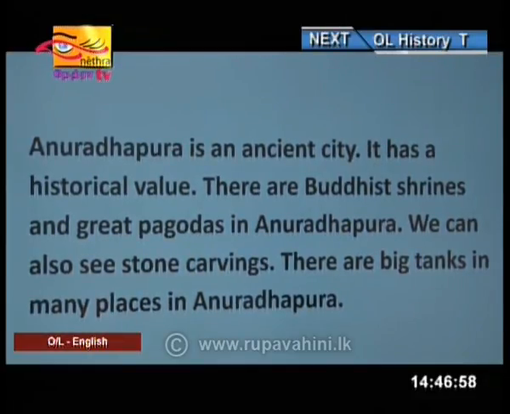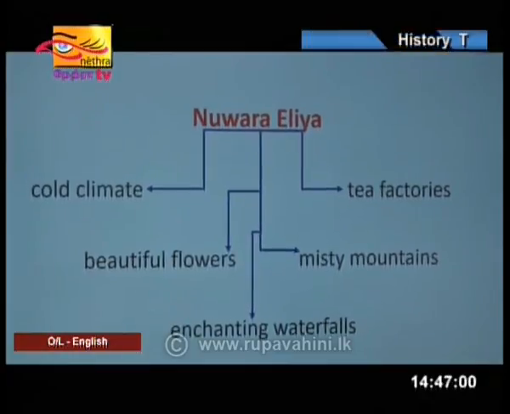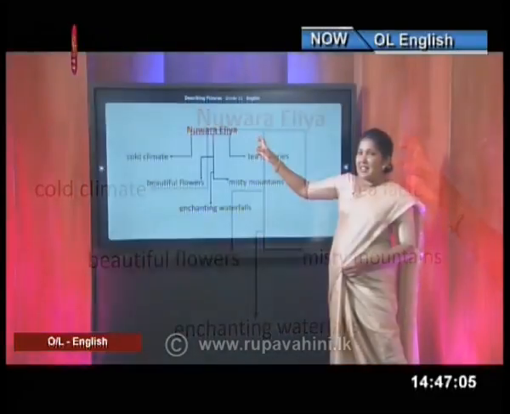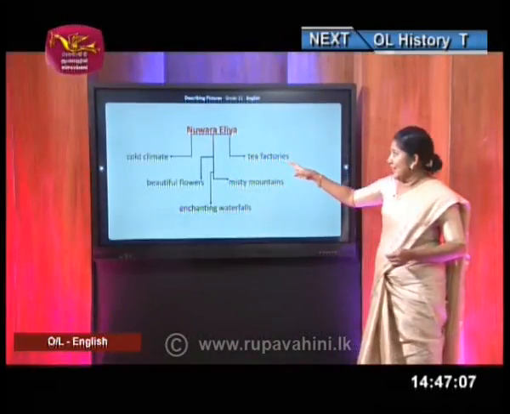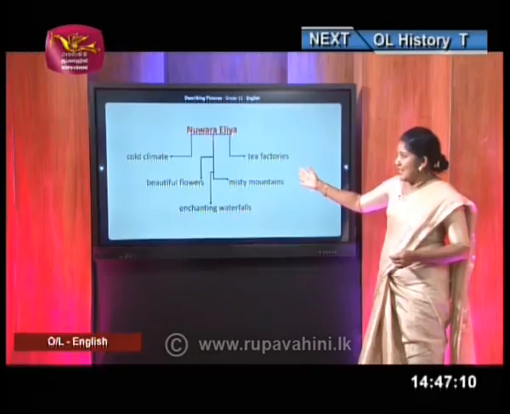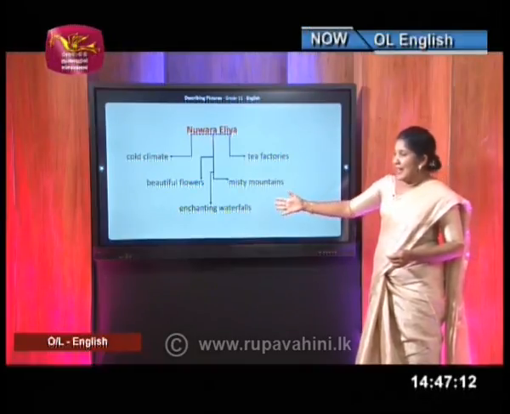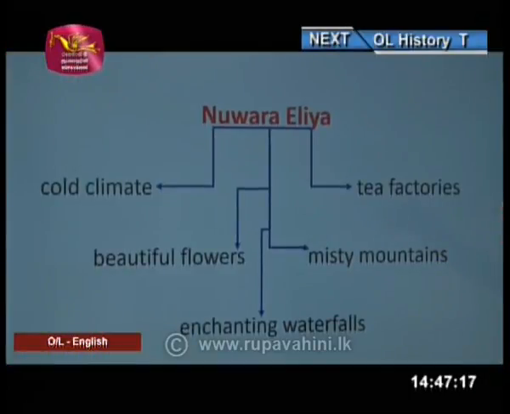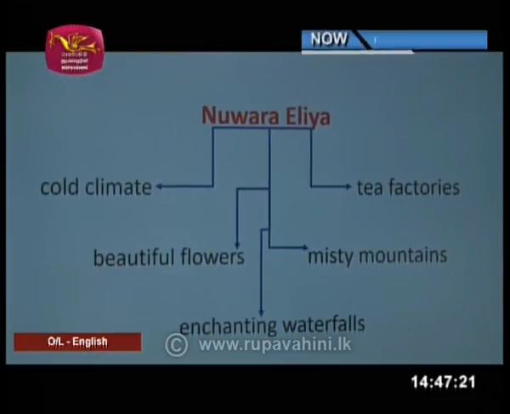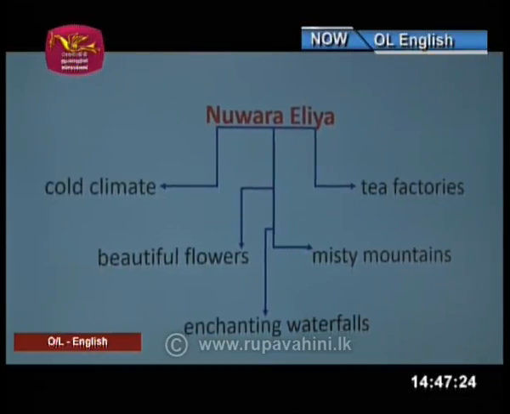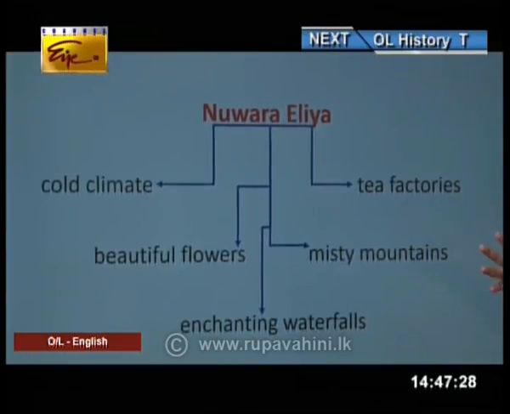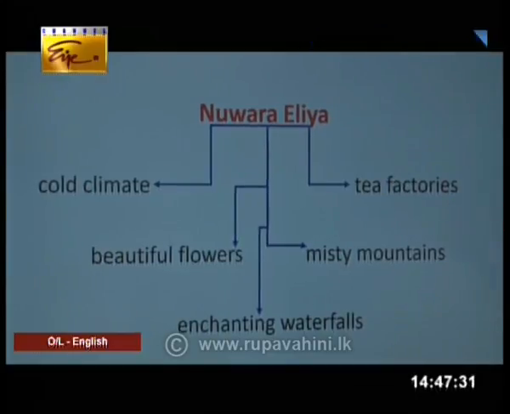And so, next, I have brought a structure for you. It's about Nuwara Eliya, and the adjectives closely related to Nuwara Eliya are tea factories, misty mountains, enchanting waterfalls, beautiful flowers, cold climate. So, now as you have learnt about Anuradhapura and how to describe the text, I hope these examples will help you to write a text about Nuwara Eliya.